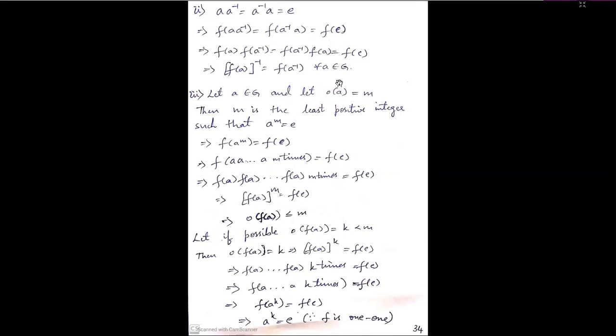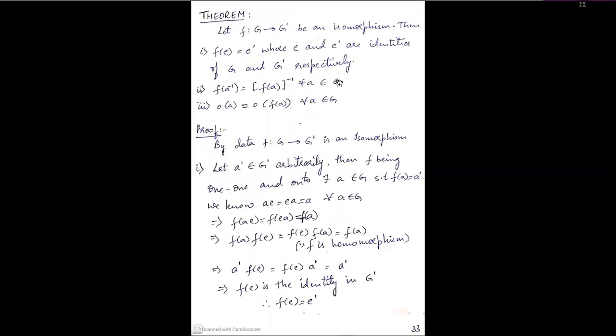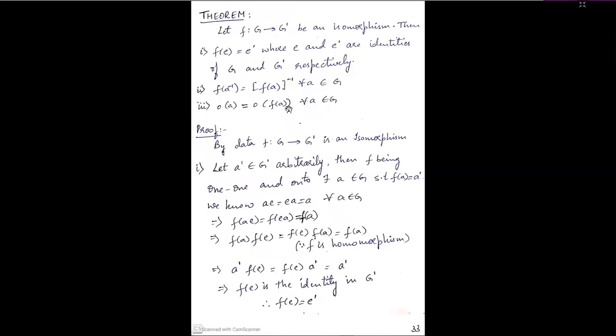Now the third one. We need to show that order of a is equal to order of f(a). Here there are two cases: order of a being finite and order of a being infinite. Let us look at the first case. Let a belong to G and order of a is equal to m. I have taken order of a to be a finite quantity. If order of a is equal to m, then m is the least positive integer such that a to the power m is equal to e. This is the definition of order.